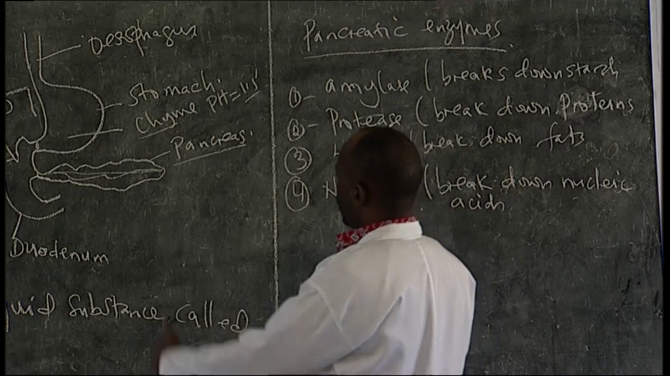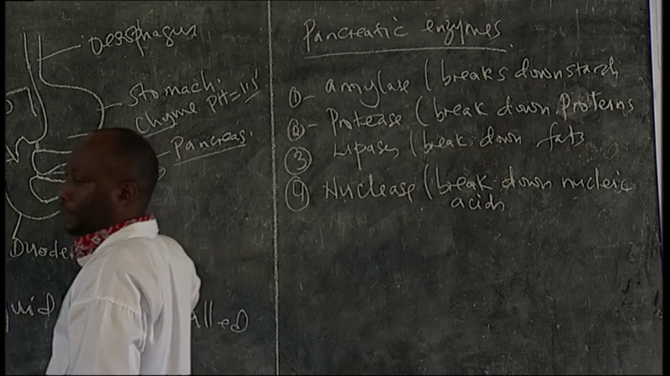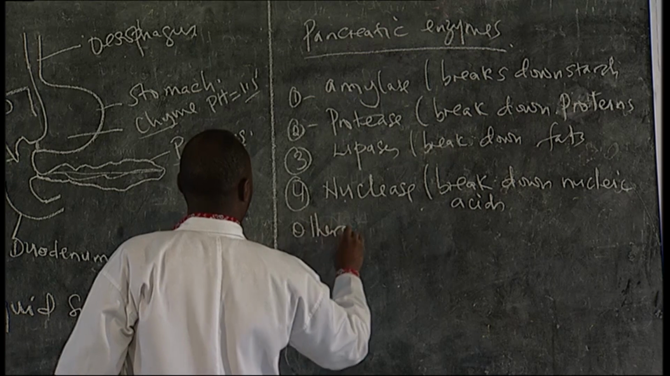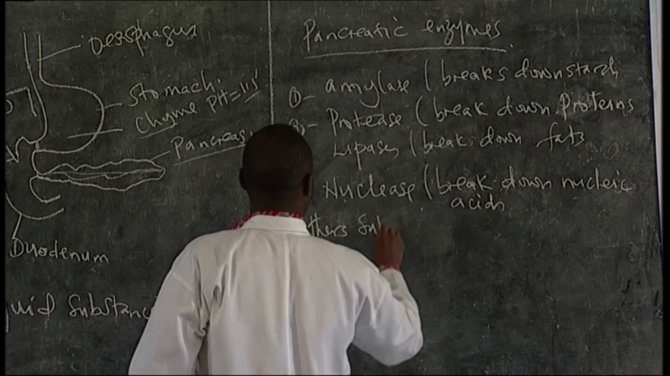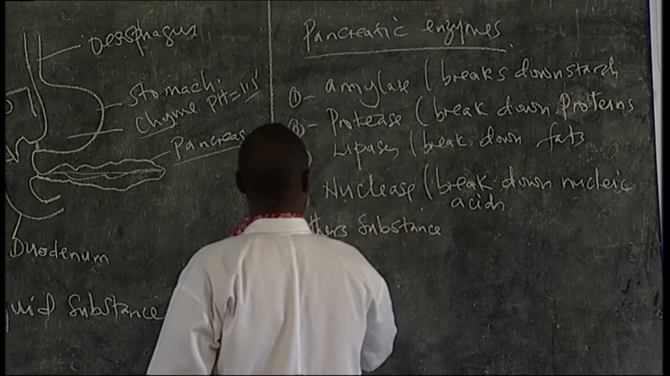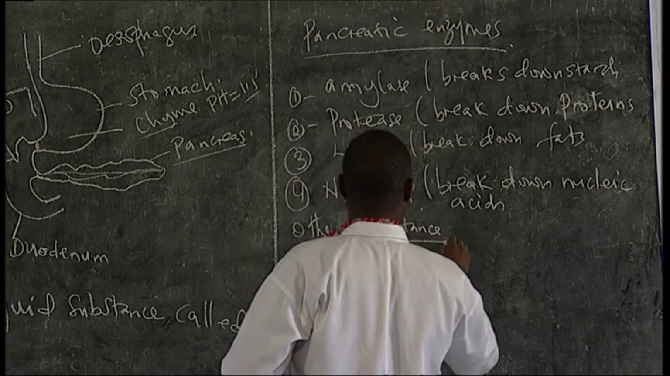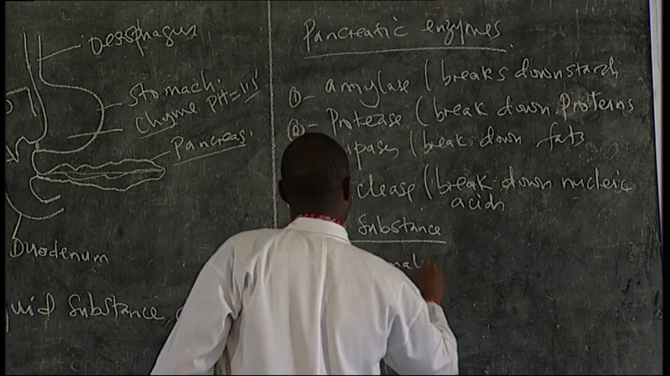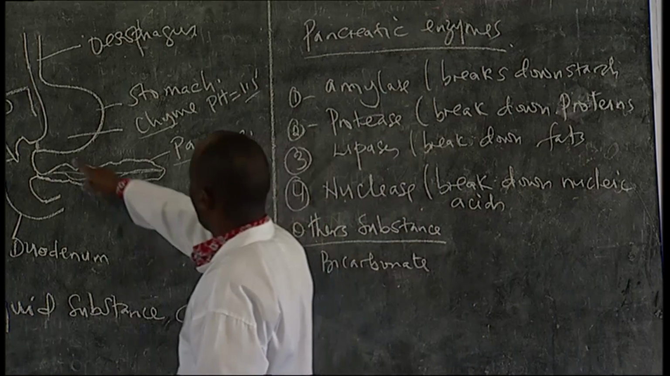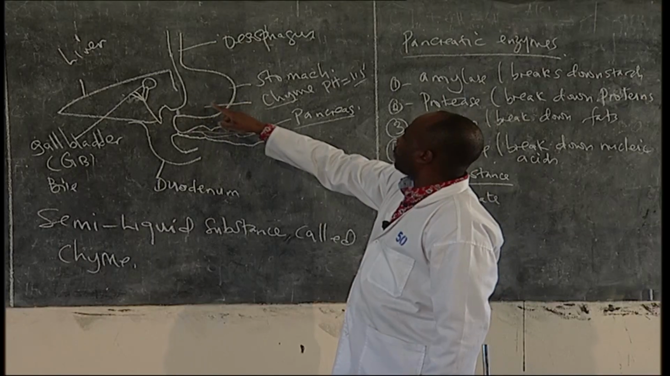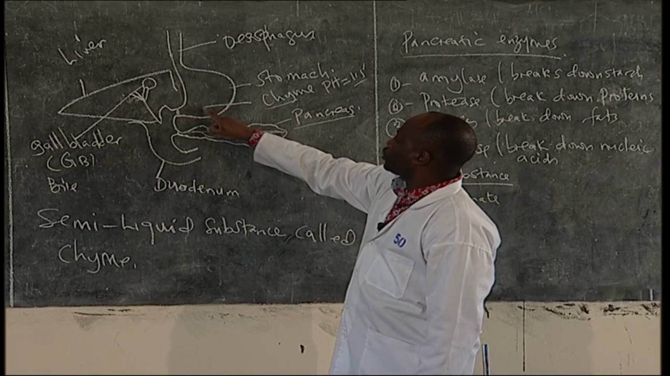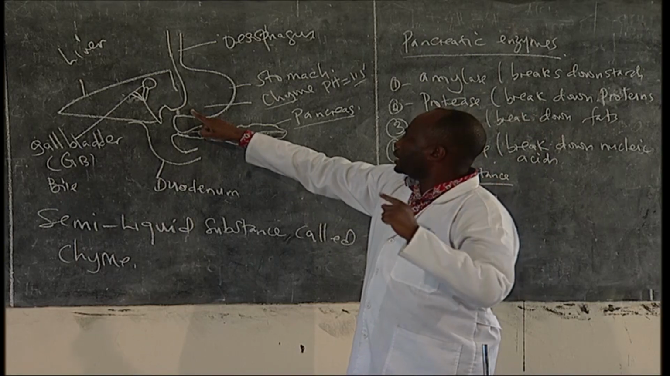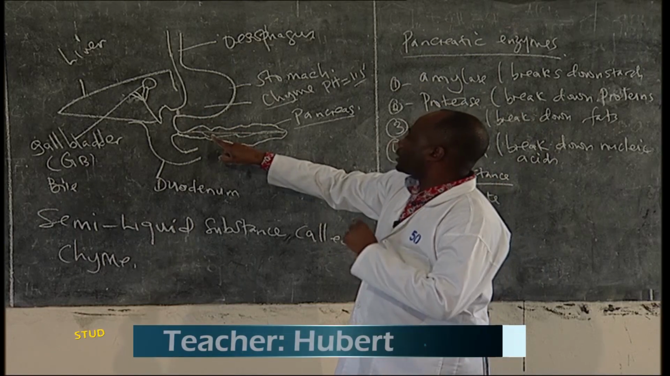But there are also some other substances that are released by the pancreas to perform the function of breaking down the food: the bicarbonate. This bicarbonate is very important because, as I told you, once the chyme is released from the stomach, it comes with a pH of about 1.5. So once it is released, the pancreas has to release bicarbonate.